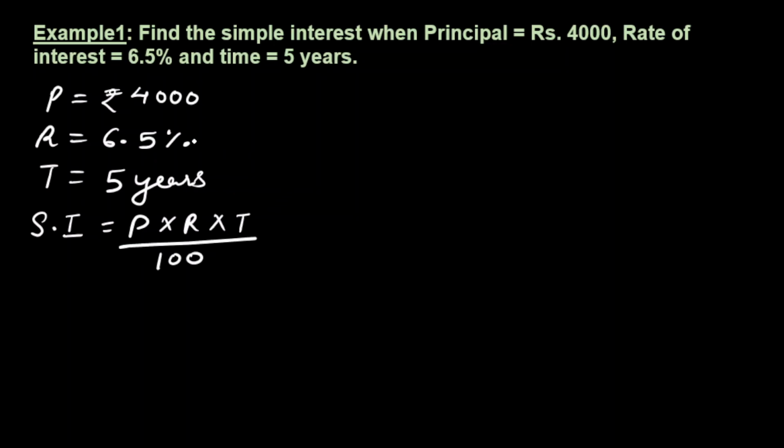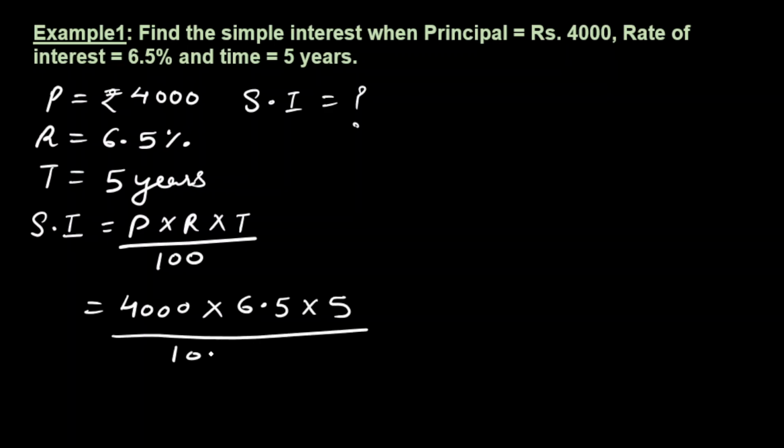So whenever you are doing any question, write the given things and what we have to find. Here we have to find simple interest. Make a habit of doing questions like this so that you'll always be able to solve the questions. P is 4000, R is 6.5, T is 5, divided by 100.